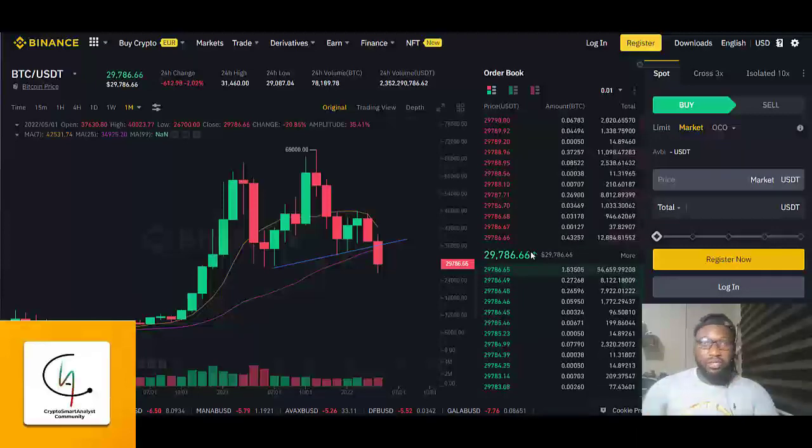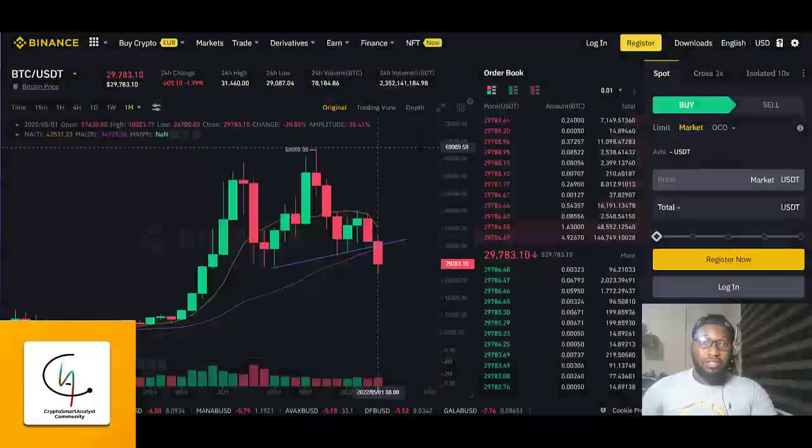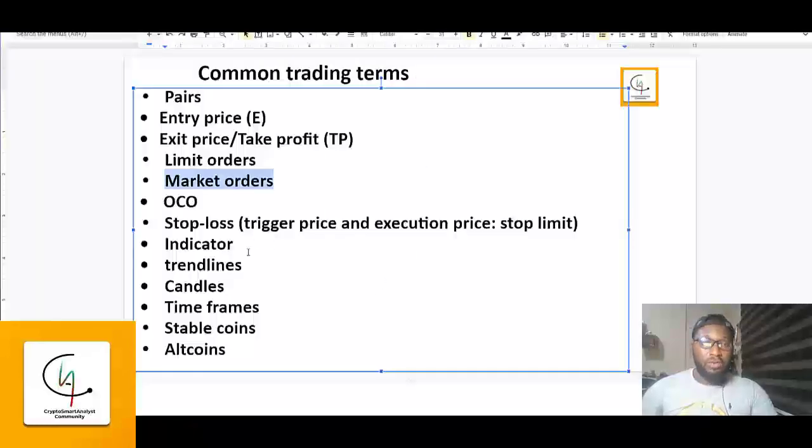So you should be very, very careful when using a limit order and when using a market order. If the market is volatile, it's best for you not to use a market order. So the next one is OCO.